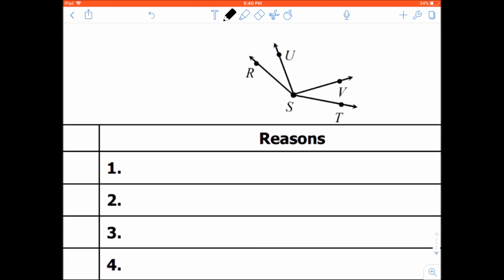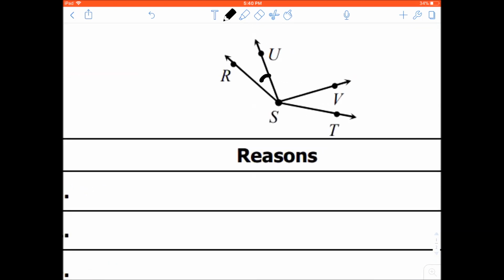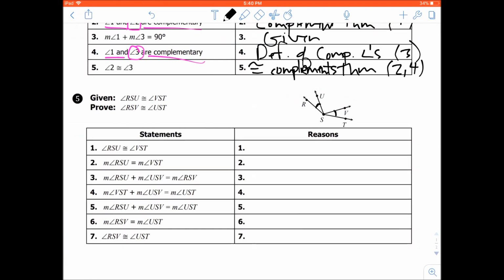So I'm going to zoom in here so I get my arcs right. So here is RSU. Here is VST. You can zoom back out now. So those 2 angles are congruent. And then it says, let's figure out why this makes sense. It says RSV, here's RSV, is going to end up being congruent to UST.